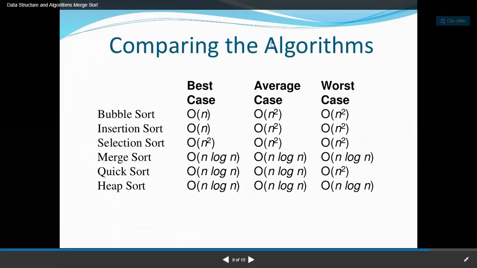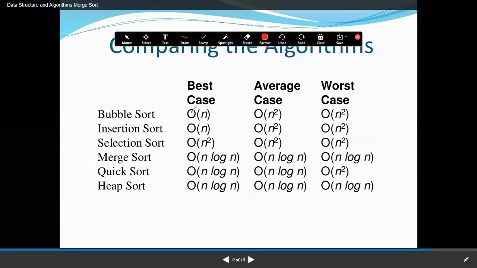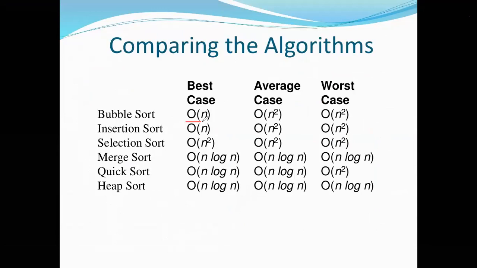But if you compare the time, the best case of bubble sort is order of n, average order of n square, and worst order of n square. For merge sort, it is order of n log n, order of n log n, order of n log n. That means no matter the size of the array or how the data are, merge sort always takes the same amount of time in best, average, and worst case. And in most cases, its time is much better than the others.